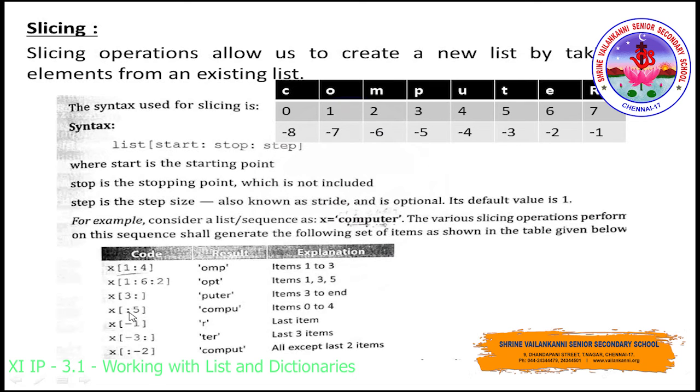Similarly, here they have given the starting parameter and the ending parameter they have not given. So you can traverse till the end of the letter list. Got it? So starting from 3, that is PUTER. There is no such restriction. You can traverse till the end of the string.